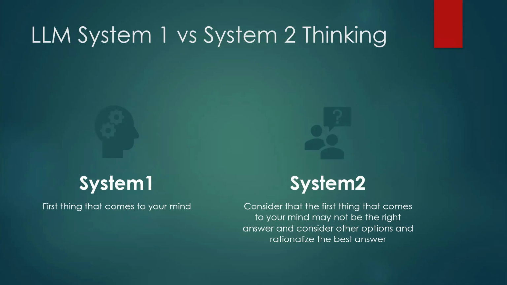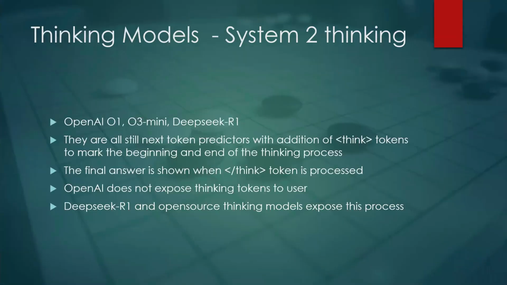So I kind of just made up this definition. Consider that the first thing that comes to your mind may not be the right thing, and consider other options and rationalize your best answer. And that definition will make sense once I go through the next one. Okay, so then the latest innovation with models is the thinking, system two thinking. And this was introduced with OpenAI's O1 model and also DeepSeek R1.